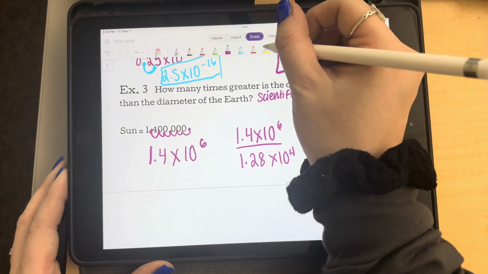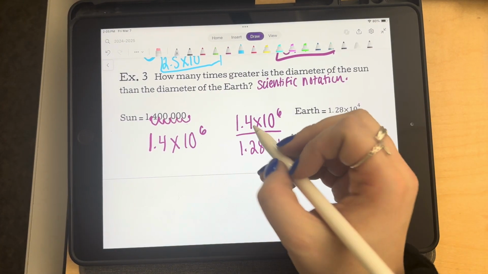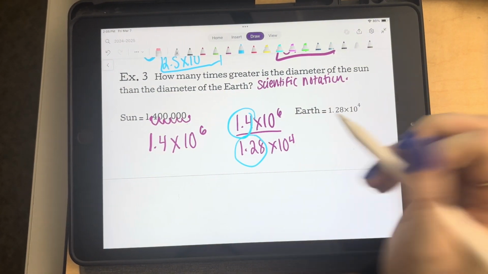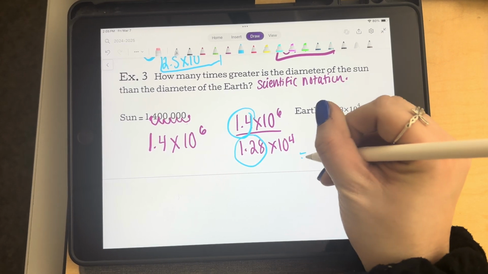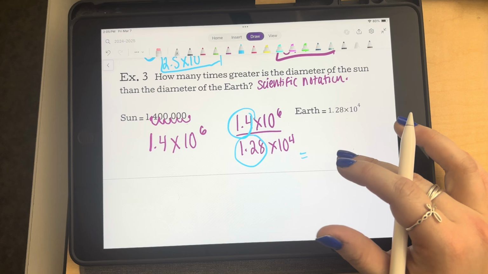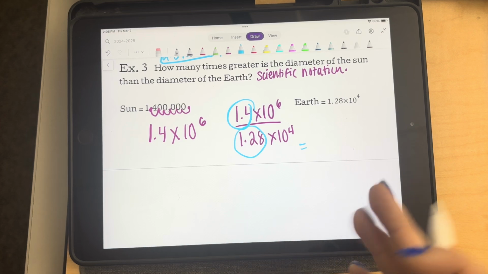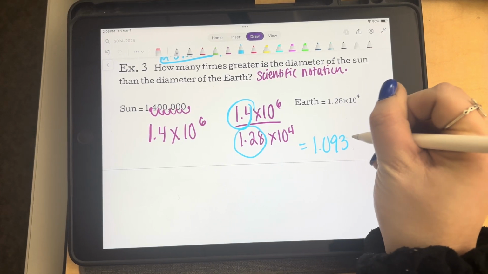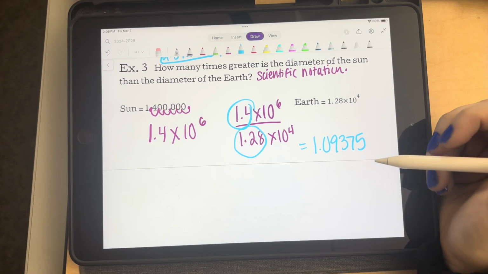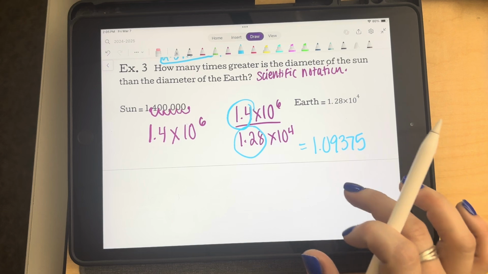When I divide those numbers, we're doing the same exact 3 steps. We first divide our bases, so 1.4 divided by 1.28. It is going to give me a pretty long decimal. Unless I tell you to simplify or round to the nearest tenth place or anything like that, you give exactly what they give you. So in this case, I get 1.09375, and that is exactly what I want you to leave it as, because it wants us to divide those numbers the exact way it is.